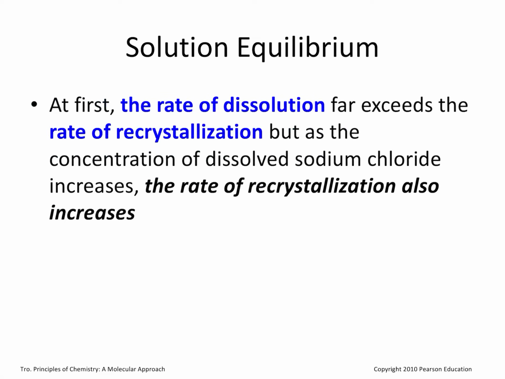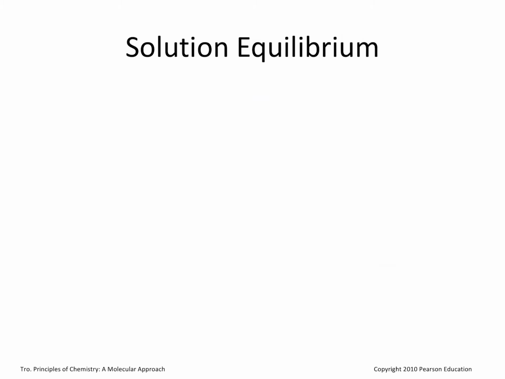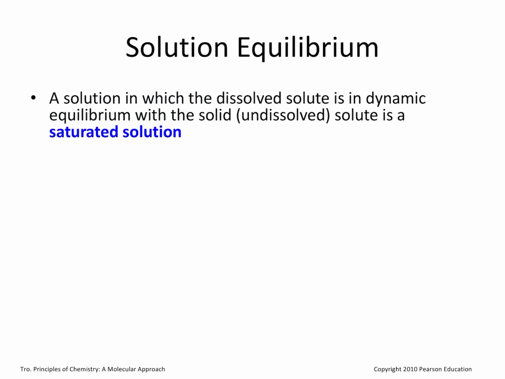So at first, the rate of dissolution always exceeds the rate of recrystallization. But as the concentration increases, the rate of recrystallization increases to then eventually reach our dynamic equilibrium. And therefore, you will see that the sodium chloride equation always has our double arrow when forming into the ions.